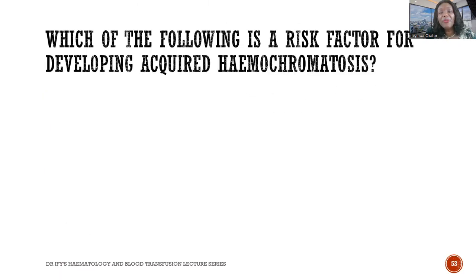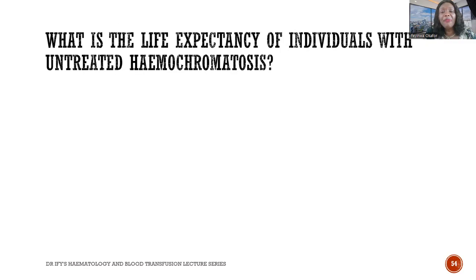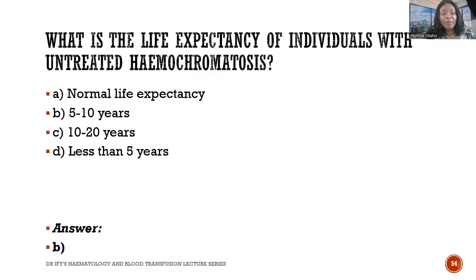Which of the following is a risk factor for developing acquired hemochromatosis? Obesity, smoking, heavy alcohol consumption, all of the above? Answer D, all of the above. What is the life expectancy of an individual with untreated hemochromatosis? Normal life expectancy, 5 to 10 years, 10 to 20 years, less than 5 years. Answer B, 5 to 10 years.